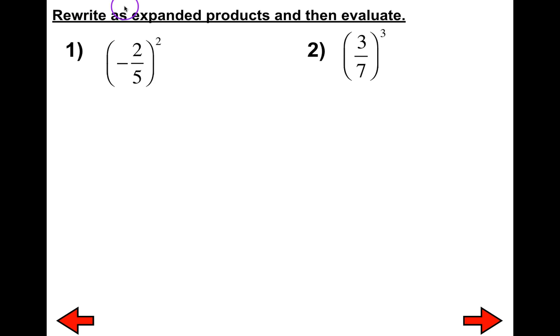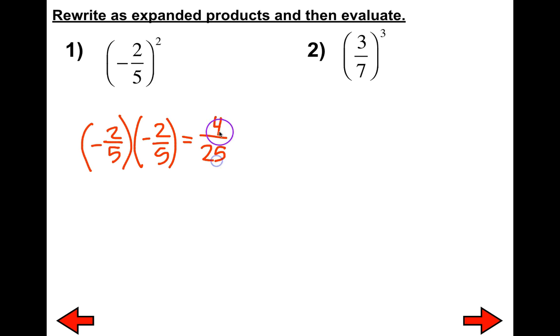Here it says, rewrite as expanded products and then evaluate. So I must follow instructions and do the following. I'm going to go ahead and write it as expanded products. My base is a negative 2/5, and I know this because it's inside the parentheses. So I'm going to write it as negative 2/5 times negative 2/5. So that's my expanded products. If I were asked to then evaluate, I'm going to say a negative times a negative is a positive, so my answer is positive. 2 times 2 is 4, and 5 times 5 is 25. So here is my answer evaluated.